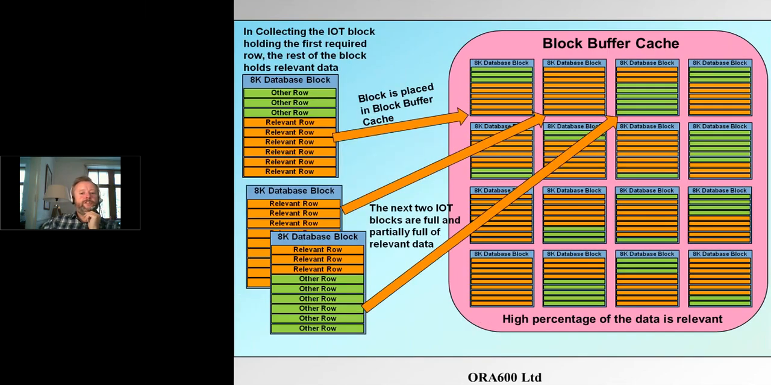If you can move to a situation where, when you collect a row, it's surrounded by other rows that your queries need, then each 8K block is holding a lot of information that your database is working on.